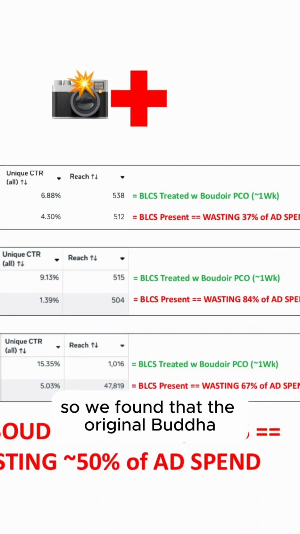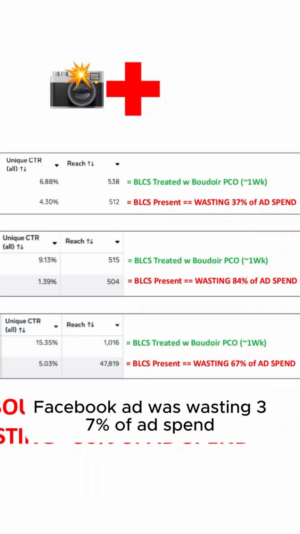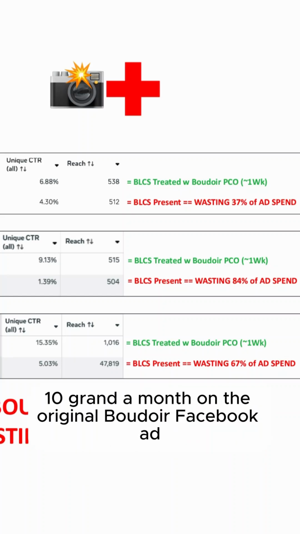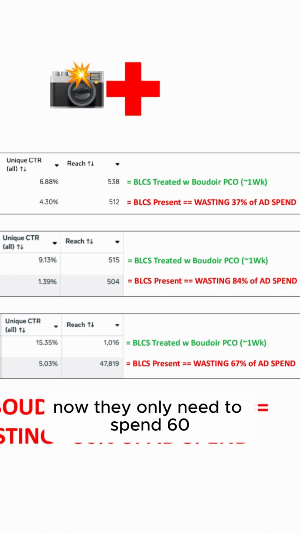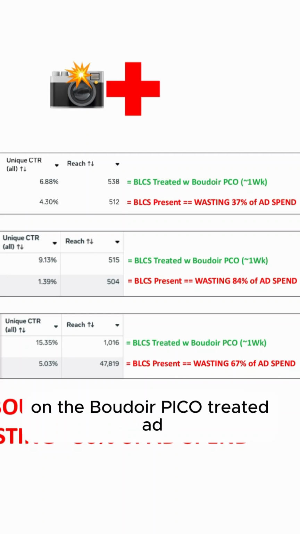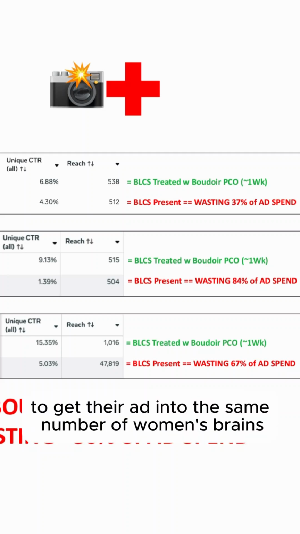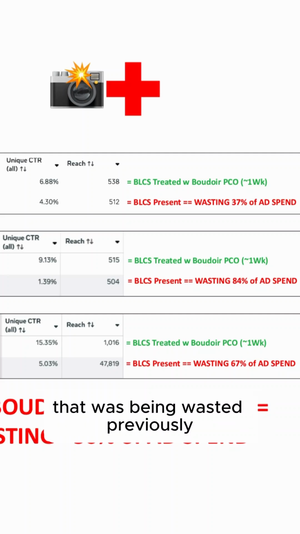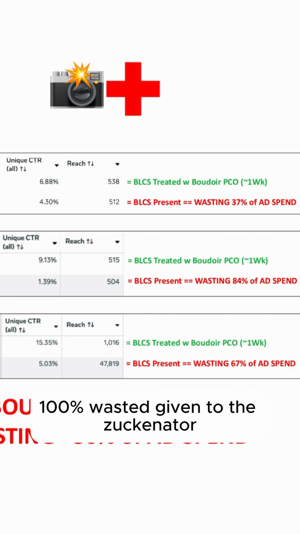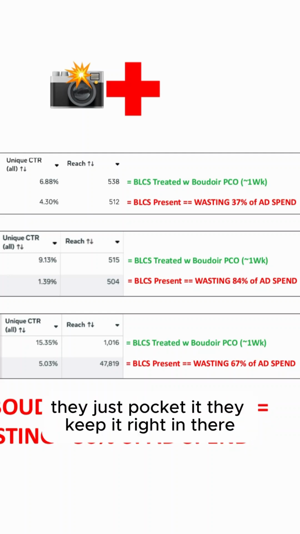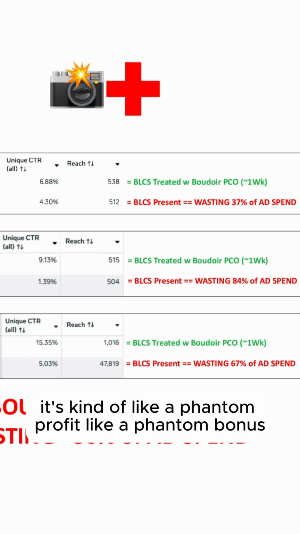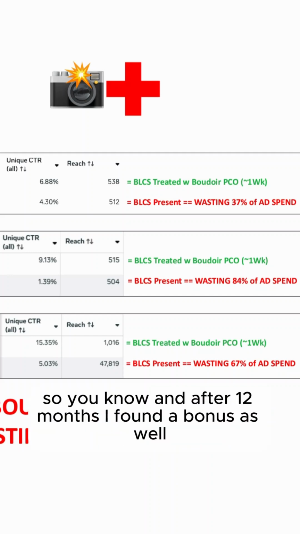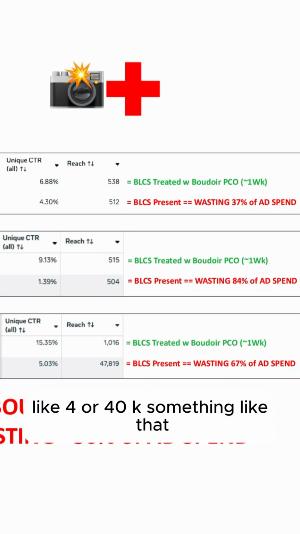So we found that the original Boudoir Facebook ad was wasting 37% of ad spend, literally being wasted. So if they're spending 10 grand a month on the original ad, now they only need to spend $6,300 a month on the Boudoir Pico treated ad to get their ad into the same number of women's brains. Way more efficient. And that $3,700 a month they no longer have to spend was being wasted previously, 100% wasted, given to the Zuckinator. They just pocket it, kind of like a phantom profit, like a phantom bonus. After 12 months, that phantom bonus is like $40K, something like that.